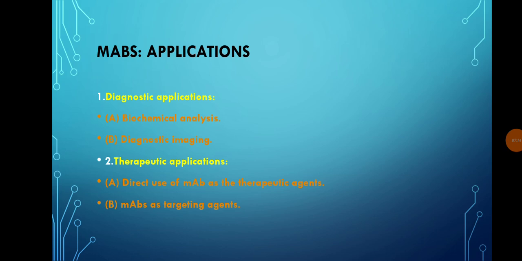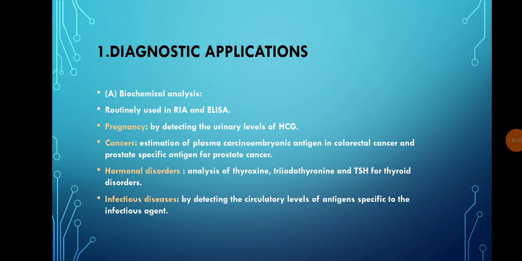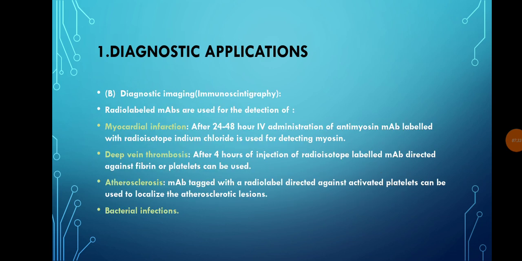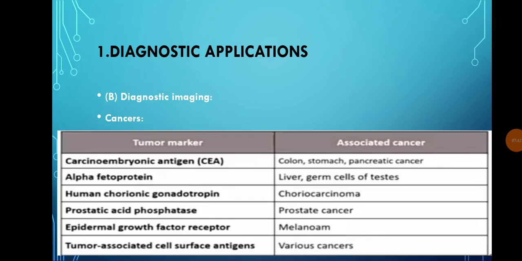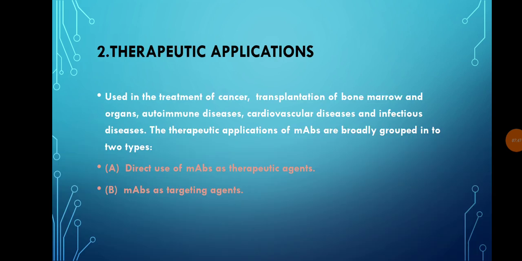Then the monoclonal antibody applications: diagnostic application, biochemical analysis, diagnostic imaging, therapeutic application, direct use of monoclonal antibodies as therapeutic agents, and monoclonal antibodies as targeting agents. Diagnostic applications include biochemical analysis for pregnancy, cancers, hormonal disorders, infectious diseases. In the case of diagnostic imaging, also known as immunoscintigraphy: myocardial infarction, deep vein thrombosis, atherosclerosis, bacterial infections, cancers. Tumor markers and associated cancers are shown in a tabular format.